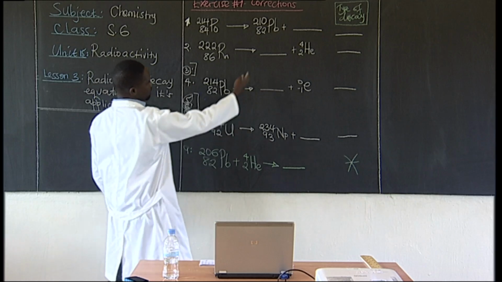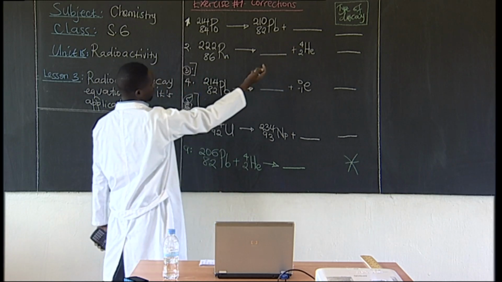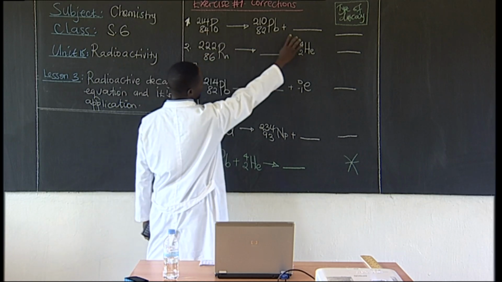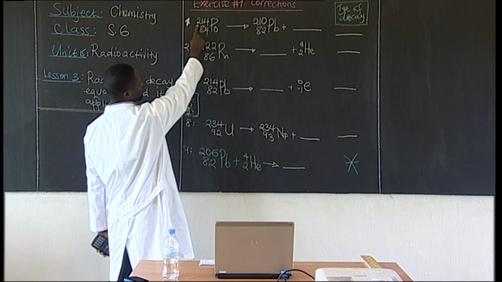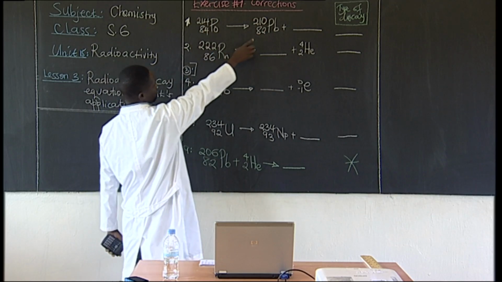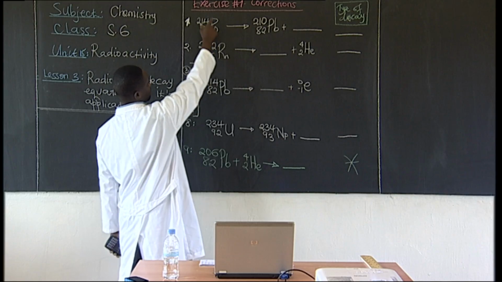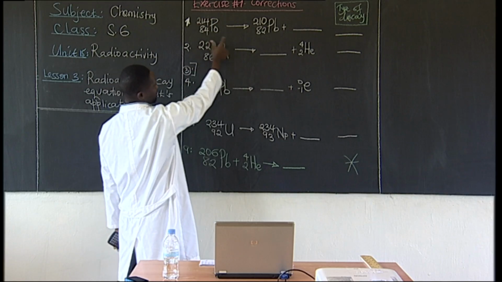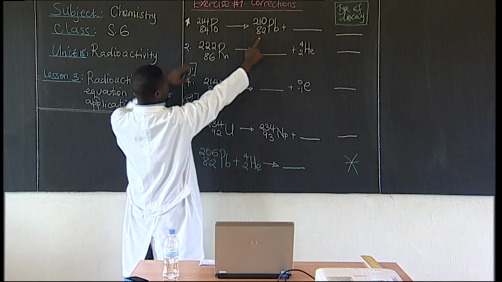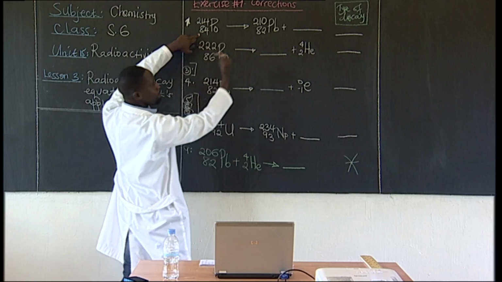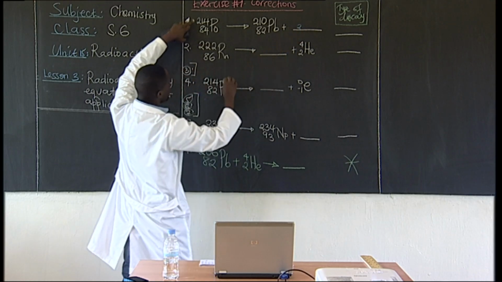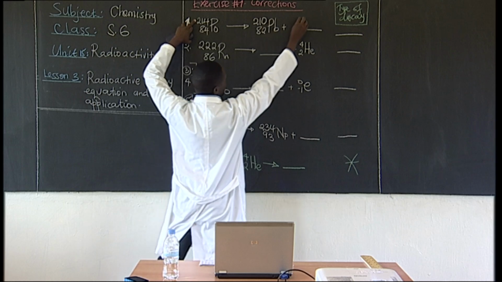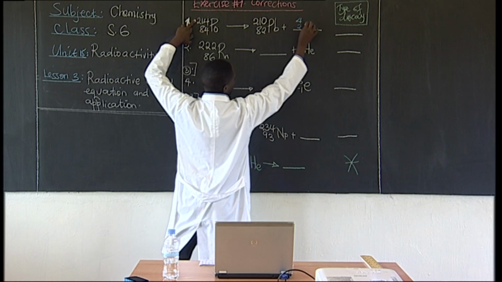So, how do we get the value here? Let's quickly go through it. It has to balance. The value on this side must balance with this side. We have 218 and 84. This is the mass number and the proton number. The difference here is 84 minus 82, which will give you 2. This minus this will give you 4.